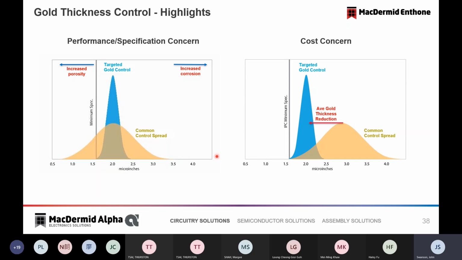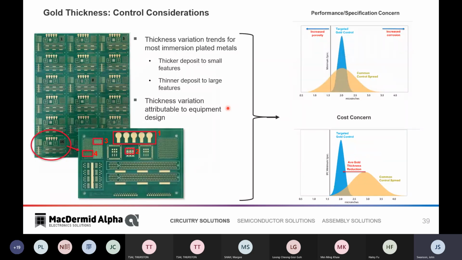A related subject has to do with gold thickness control. And I believe I put 2 slides in here where I'm going to go right to the second slide. I had one more slide than I planned.